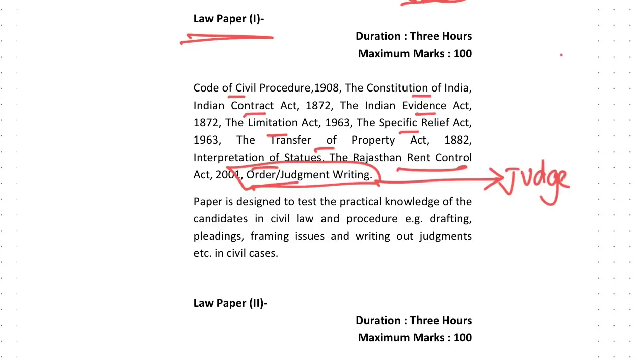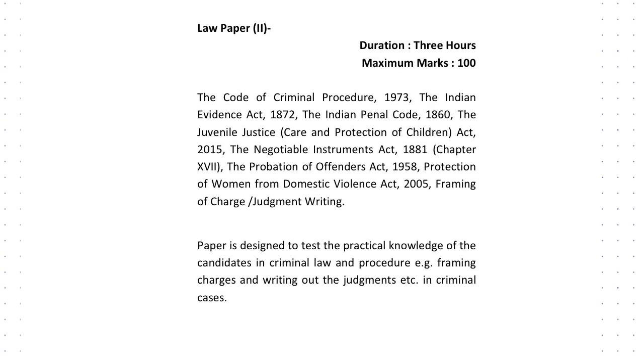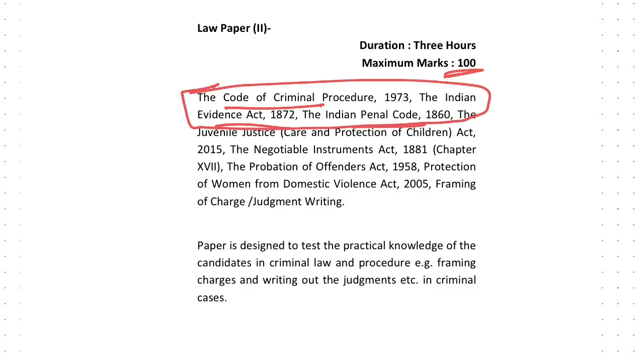A good thing about Rajasthan Judiciary right now is that they've removed a lot of local laws, and these are all the subjects for which you would be graded 100 marks. And similarly, if you take a look at the law paper 2, there are again a lot of subjects for which you would be graded 100 marks. There is CRPC, there is Evidence Act, there is IPC. So this will be all of these together. And then the Juvenile Justice Care Act, Negotiable Instrument, Probation of Offenders, and then Domestic Violence Act, and Framing of Charge and Judgment Writing.